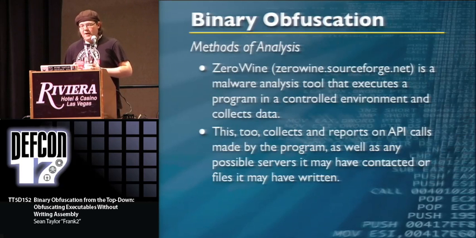ZeroWine is a malware analysis tool that sounds exactly what it is. It runs in Wine, and it runs your program. Then it does a bunch of analysis on the binary as it executes, and then it gives you a whole report. And this also shows you a bunch of API calls that are made with the program. So it also figures out what files it wrote to the hard drive and things like that.